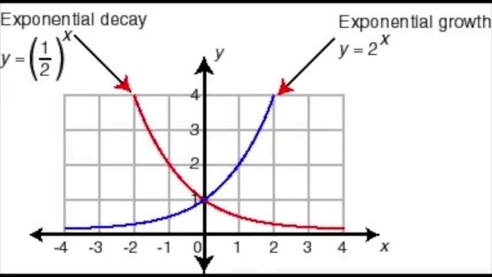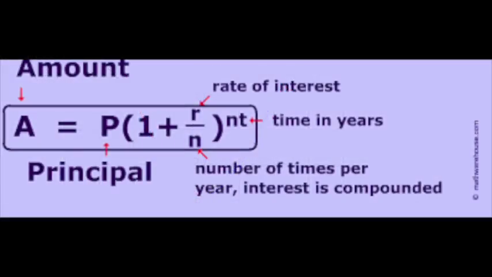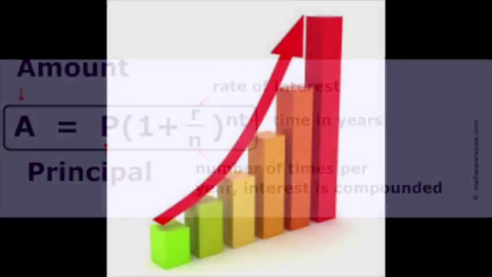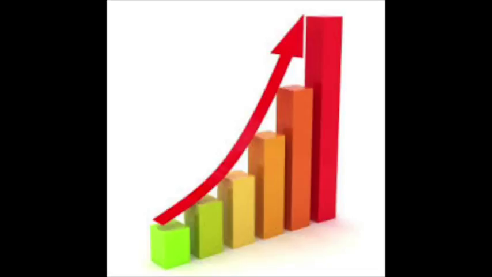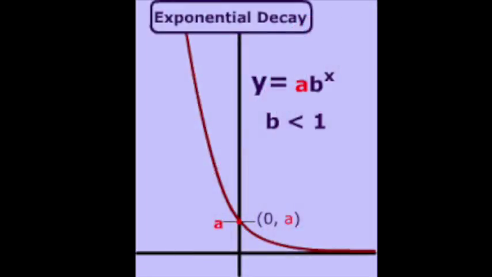The two types of exponential functions are exponential growth and exponential decay. Exponential growth is a change that occurs when an original amount is increased by a consistent rate over a period of time. Exponential decay occurs in the same way when the growth is negative.